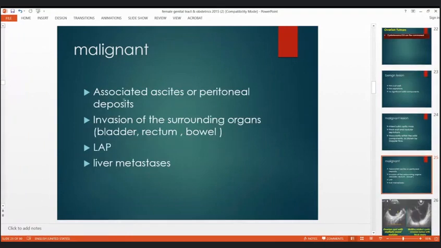Sometimes we will notice also the presence of ascites or peritoneal deposits, diagnostic of malignant process. Invasion of the surrounding organs can be seen in advanced stages, such as the bladder, rectum, and the bowel. Presence of lymphadenopathy, presence of liver metastasis, all can be evaluated on imaging.